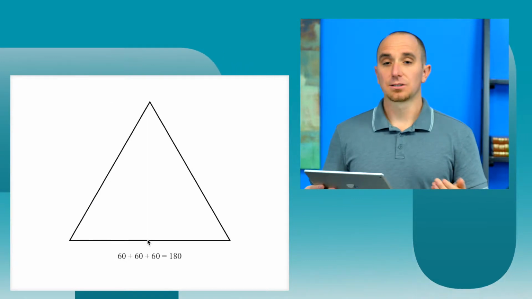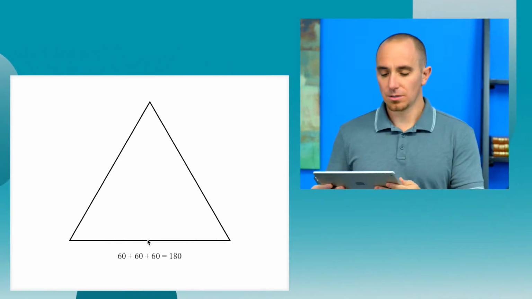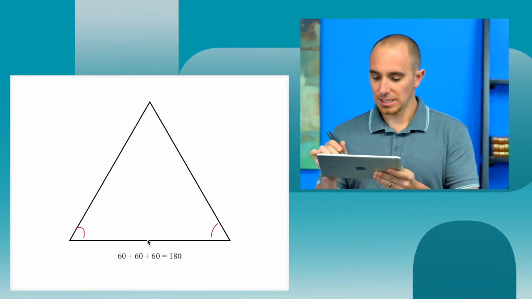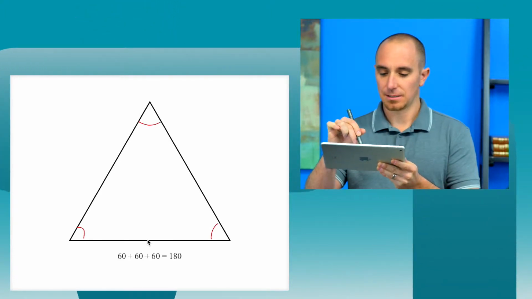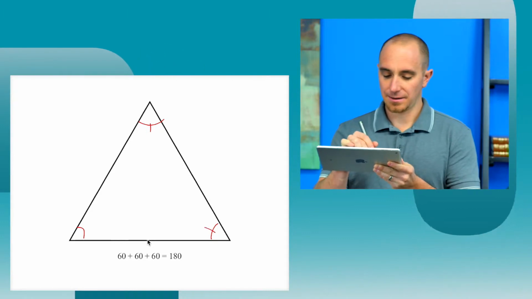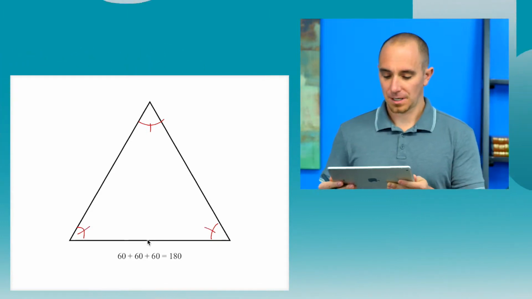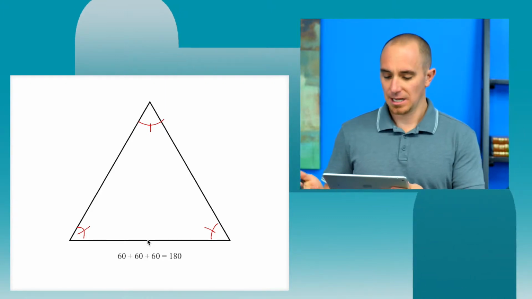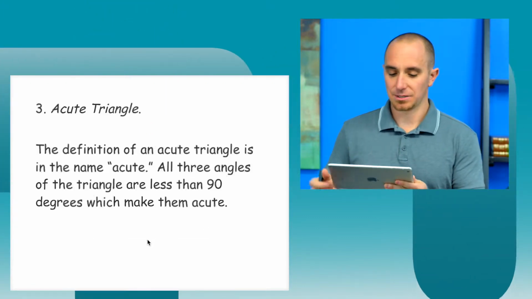So let's look at this one. In this triangle, all of the angles are actually equal. They're all 60 degrees. And I can put a little line here and that will symbolize that they're all equal. So if you were to add 60 plus 60 is 120, and 120 plus 60 is 180.